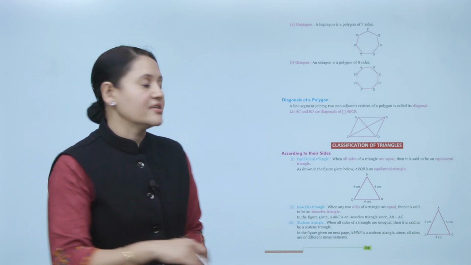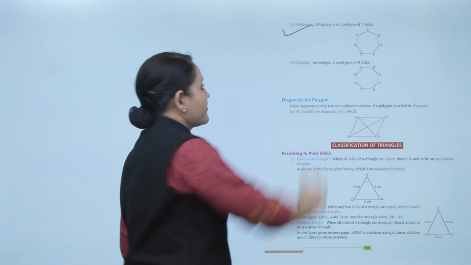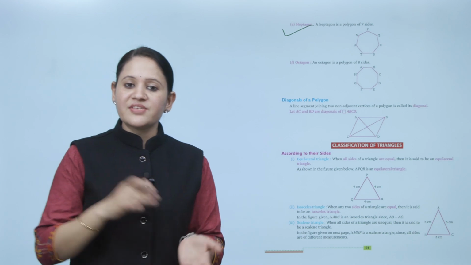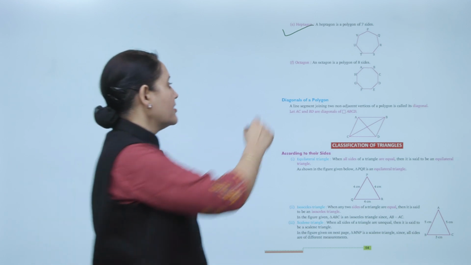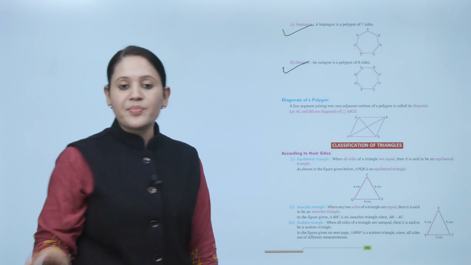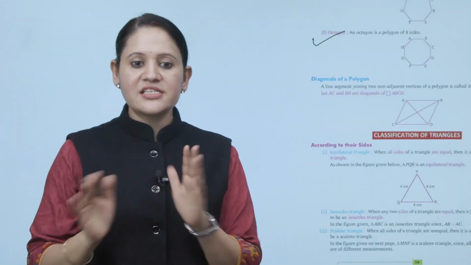Next is heptagon. A heptagon is a polygon of 7 sides, means it has 7 sides. Octagon, octa means 8. An octagon is a polygon of 8 sides. So there will be 8 sides.